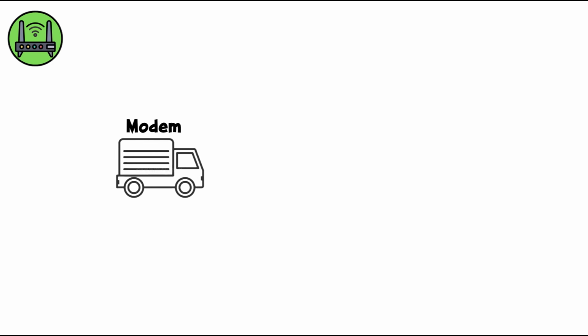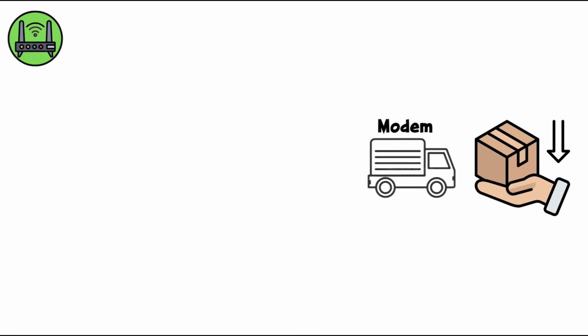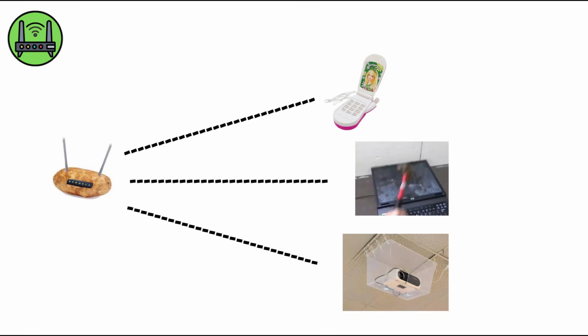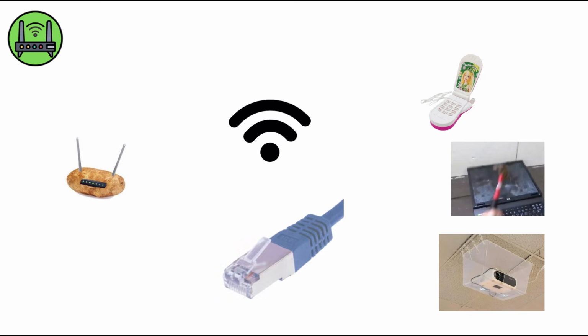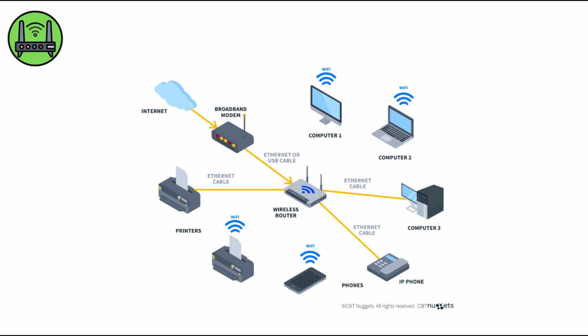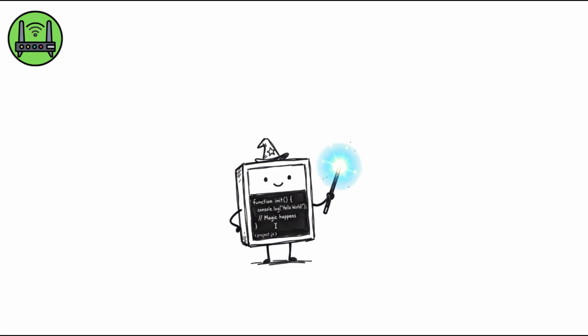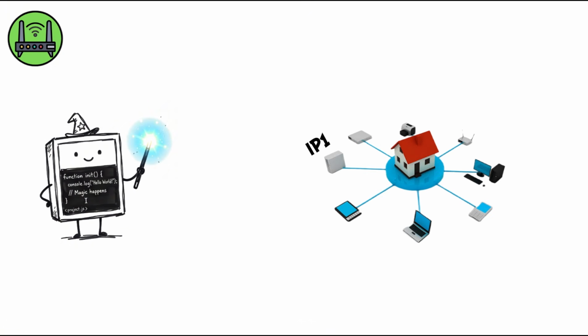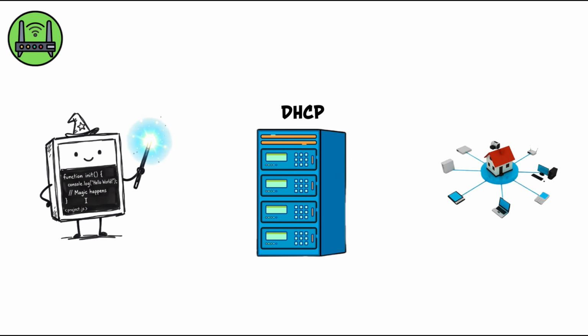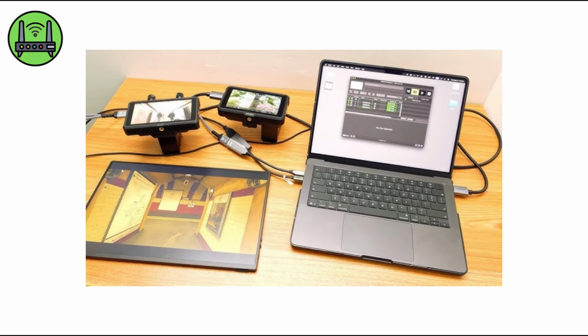Router. Once the modem brings the internet into your home, the router takes over. The router's job is to distribute that internet connection to every device in your house, either through Wi-Fi or through physical Ethernet cables. It also manages the traffic between all those devices, making sure your laptop's video call doesn't crash because someone else started downloading a game at the same time. Routers also create your home's private network, assigning local IP addresses to each device using something called DHCP. That's why you can have 15 devices connected at once and they don't all collide into chaos.